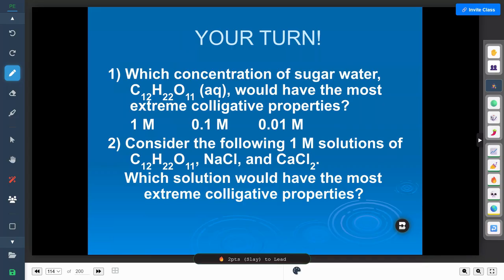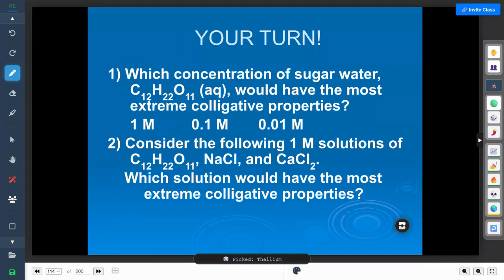That's what we literally just said. I would say NaCl, because sugar is less soluble. All right, let's see what we've got.